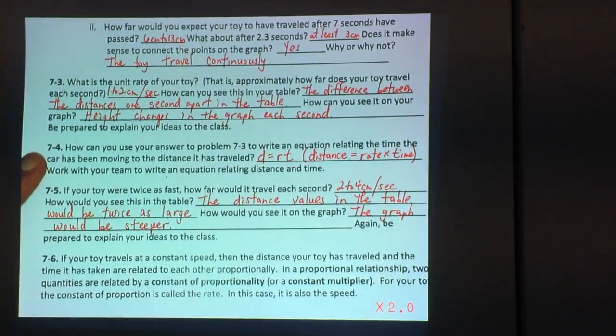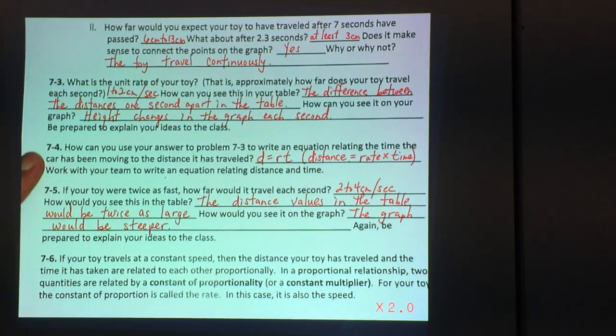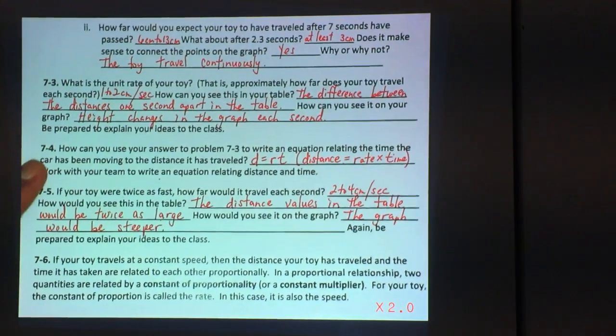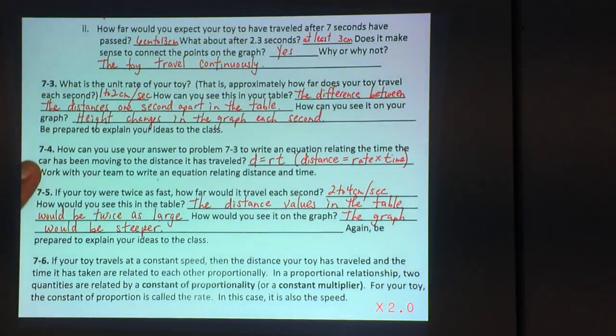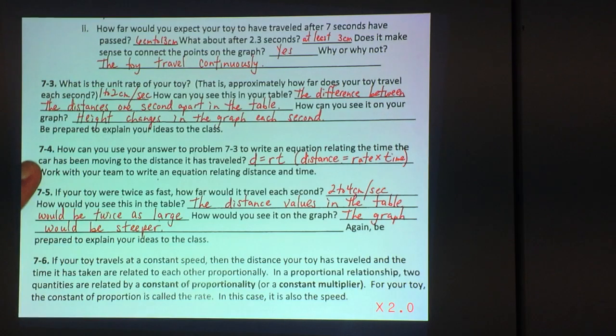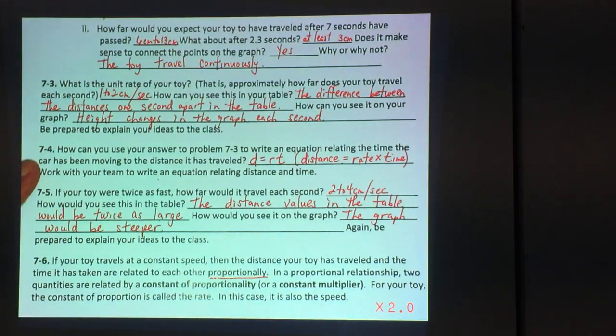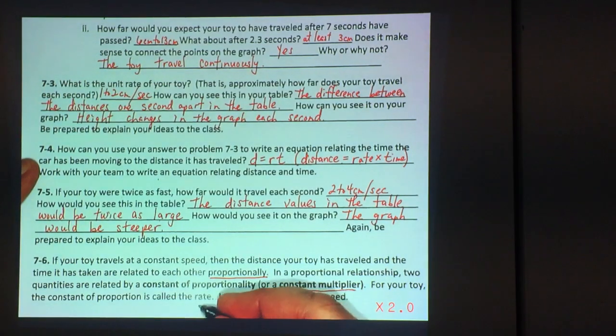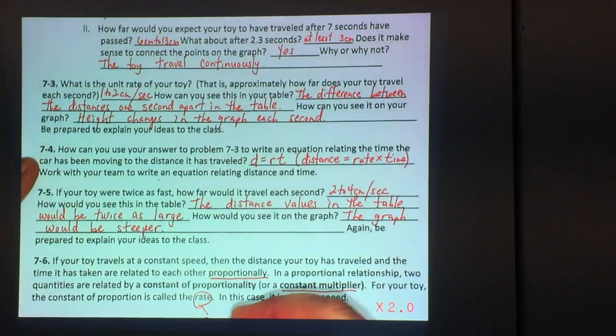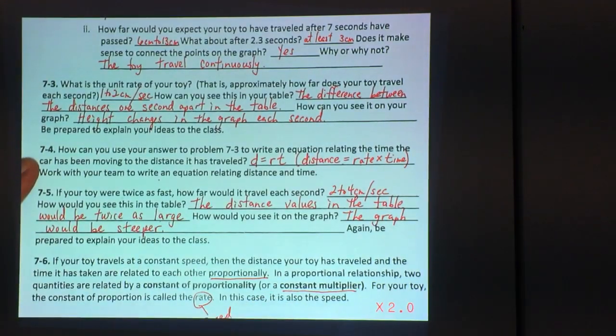All right. If your toy travels at a constant speed, then the distance your toy has traveled and the time it has taken are related to each other proportionally. In a proportional relationship, two quantities are related by a constant of proportionality. That's called the multiplier because that's the number we're multiplying by. For your toy, the constant of proportionality is also called the rate, which is the speed.